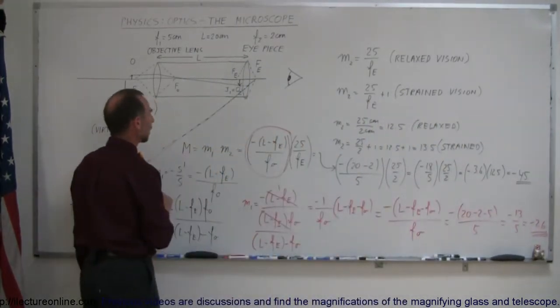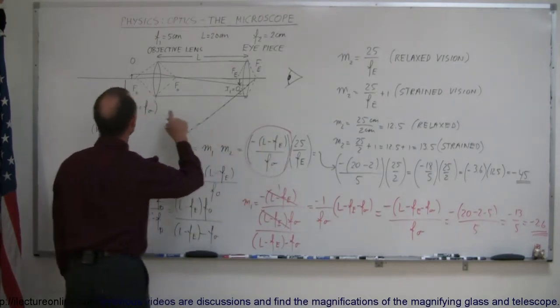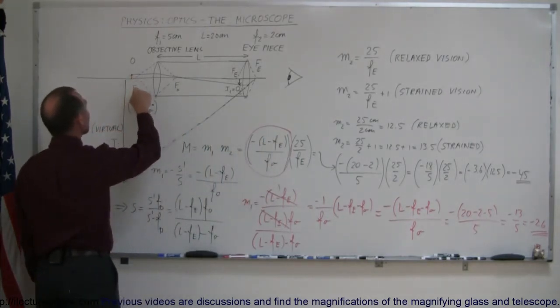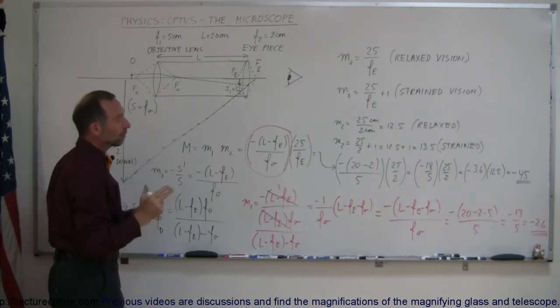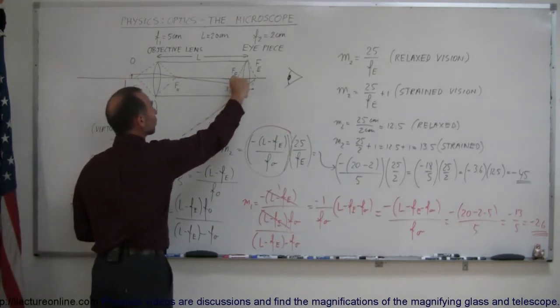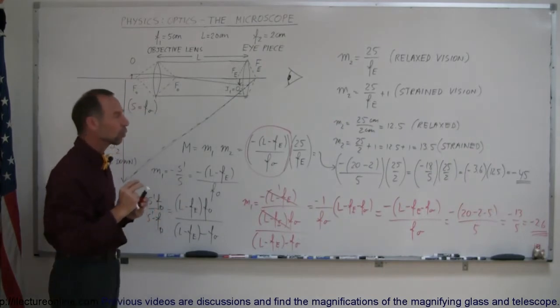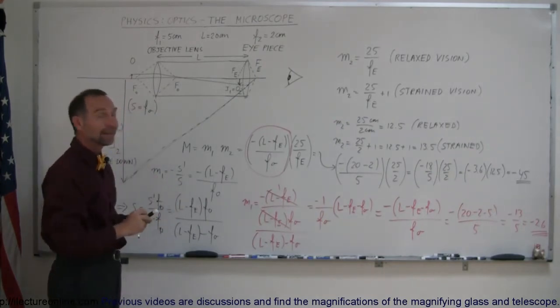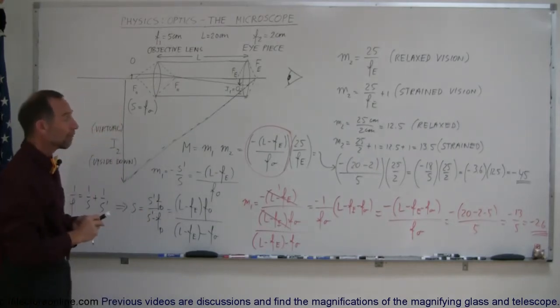So the first value we got was kind of an ideal value by simply saying, oh, we're going to put the object where the focal point is of the objective lens. But in essence, we actually put it a little bit further in front, which makes this image a little bit smaller, and the magnification is not quite as large for a microscope. But anyway, that's how you find the magnification of a microscope.